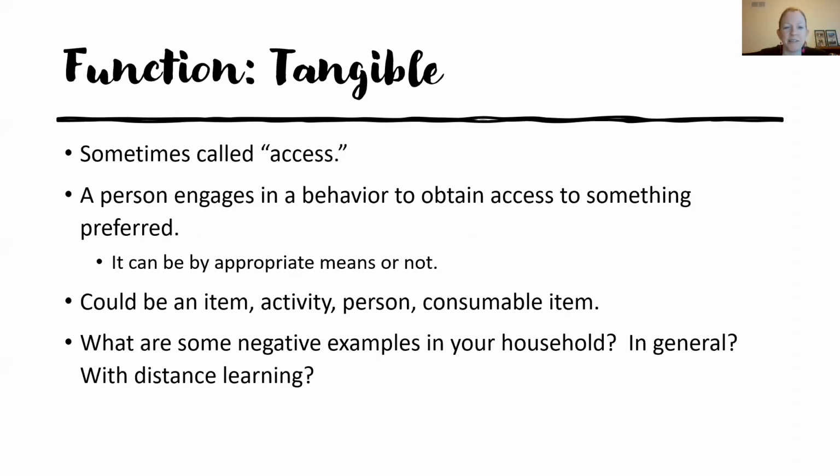And the fourth and final one is tangible, and sometimes it is called access. The person engages in this behavior to obtain access to something preferred, and it can be by appropriate means or not. So it could be an item, an activity, a person, a consumable item. And of course, I encourage you to think of some negative examples in your household with the distance learning, and some examples of an inappropriate access behavior.